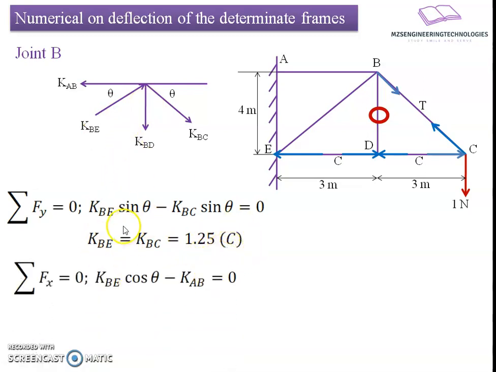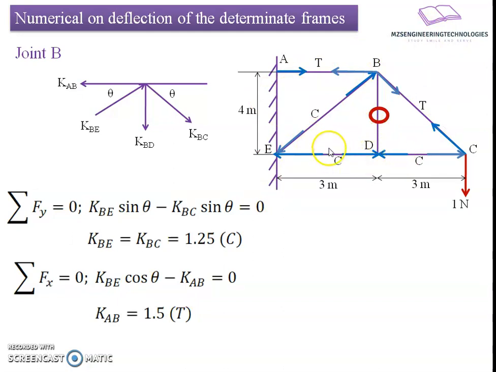Now summation of forces in the horizontal direction yields a value. Since the K_BC value is 1.25 and the K_BE value is also 1.25, we can say twice the K_BE. If you multiply this way, twice, because both are going to move in a horizontal direction, we can say twice K_BE cos theta minus K_AB equals 0, resulting in a K_AB value of 1.5 Newton in tensile nature. With this we have completed all the K coefficient calculations of the K forces in the members.